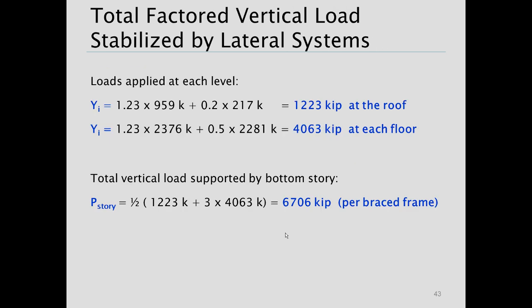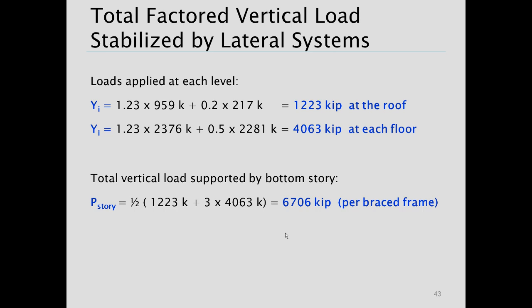All right, so we're almost there with all these load tallies. If we look at the total factored vertical load that we need to stabilize by our lateral systems, then that would be our 1.23 times 959 plus 0.2 times the snow load at the roof, 1223. Each floor, 1.23 times the 2376 plus 0.5 times 2281, so 4,063 at each floor. And as I said earlier, we're going to focus on the total vertical load supported by the bottom story, or we're going to focus on design of the bottom story members in our brace frame.